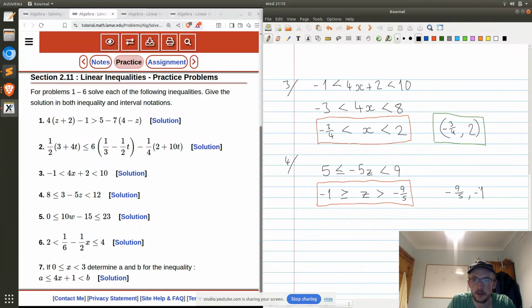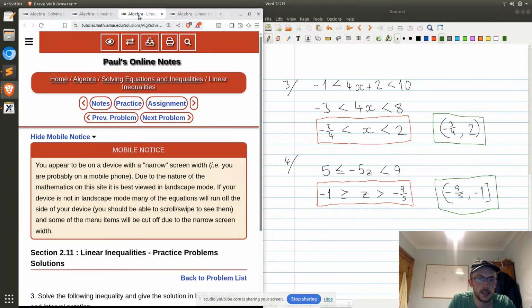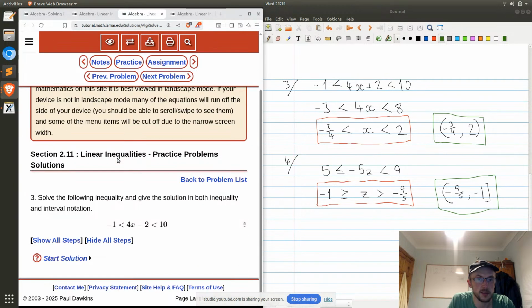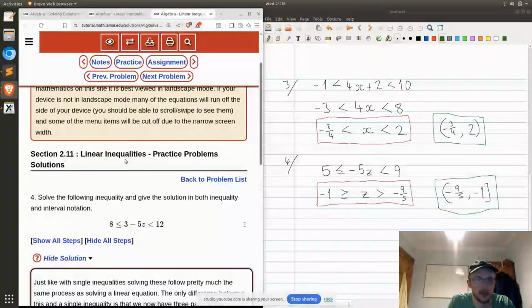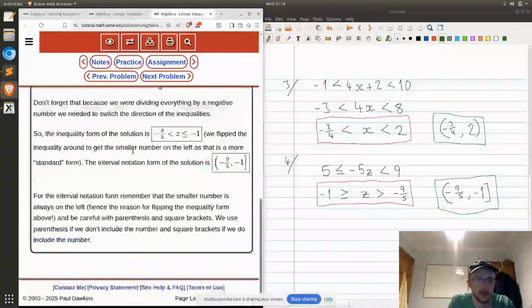And then you have to ask yourself, do I include -1? Yes, I do, so square bracket. Do I include -9/5? No, I don't, so round bracket. And let's put a green bow around it. Why not? Bow and box, they have similar letters. Okay, so this one is valid. That is correct. But notice they flipped it round.